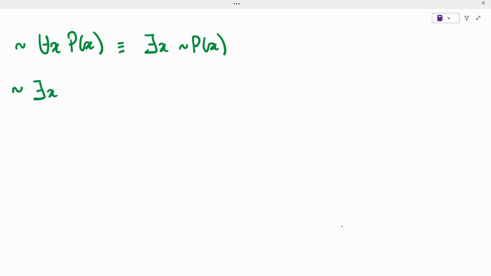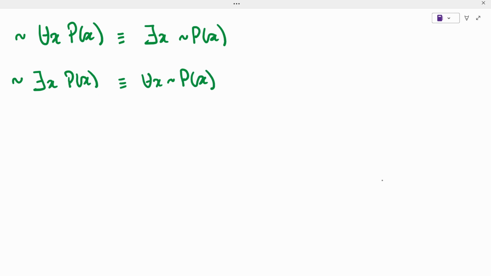So in symbol notation, if we want to negate the statement for all x, p of x, we will get there exists x, which is not p of x. And if we wanted to negate there exists x, p of x, we get for all x, not p of x.